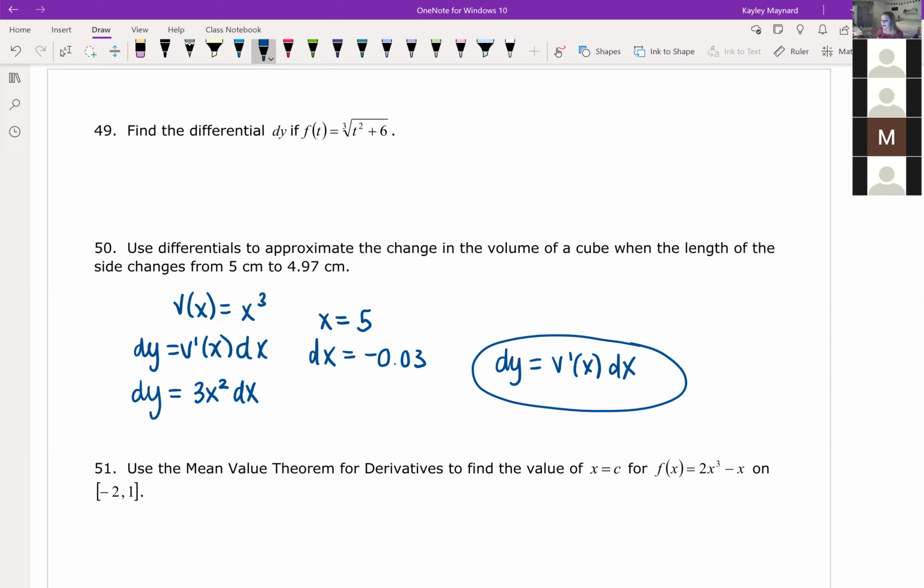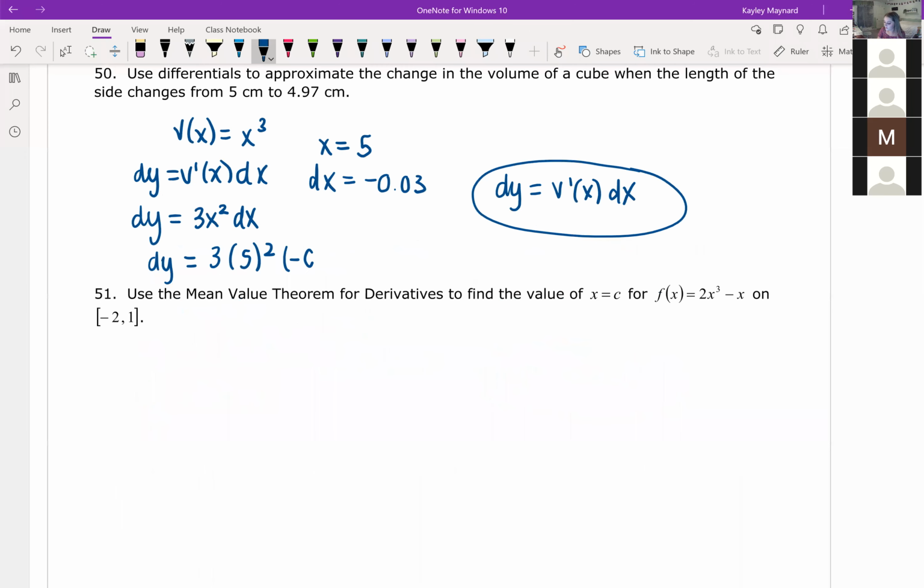Let's plug these in now. And just plugging these in will give us an approximate answer. So dy is equal to 3 times 5 squared times negative 0.03. Okay, well, let's see. 3 times 25 times negative 0.03 is going to give us negative 2.25. Okay, and it should just be centimeters cubed, yeah.